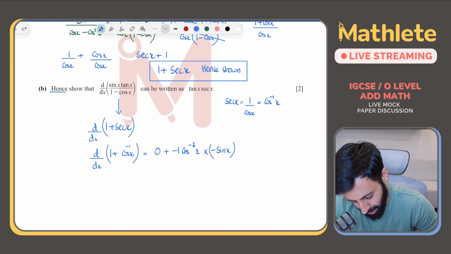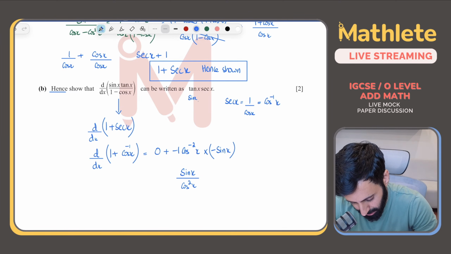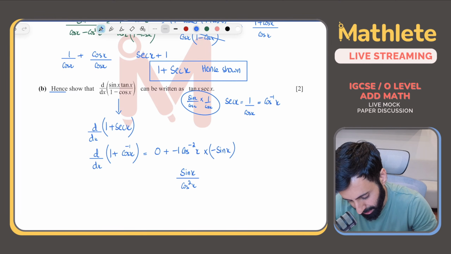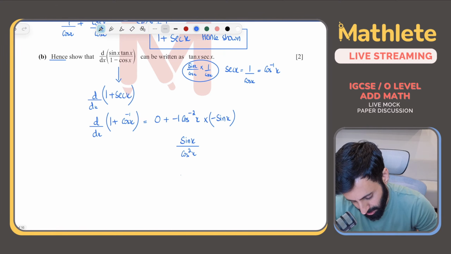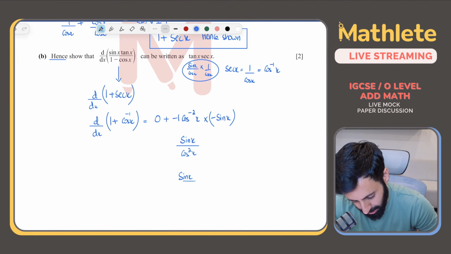Okay? Now minus minus first of all becomes positive, and now we are looking at sin x upon cos square x. Again, tan x basically means sin x upon cos x into 1 upon cos x. So this will give you an idea as to how you need to write down the left hand side. So now we have an idea what we need to do with the left hand side. We're going to write it as sin x upon cos x into 1 upon cos x.